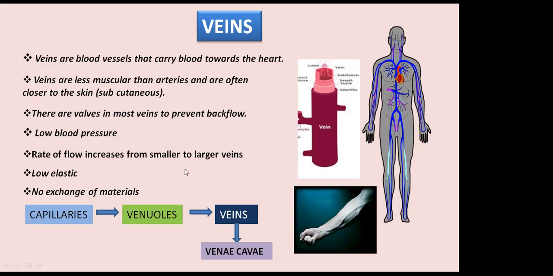Rate of flow increases from smaller to larger veins. Smaller veins are nothing but capillaries which unite to form venules, and venules unite to form veins, which in turn form the vena cava. So as we go to the larger sized veins, the flow of blood also increases. And veins are low elastic. Why are they low elastic? I will let you know the reason in the next slide. And there is no exchange of materials in the veins.